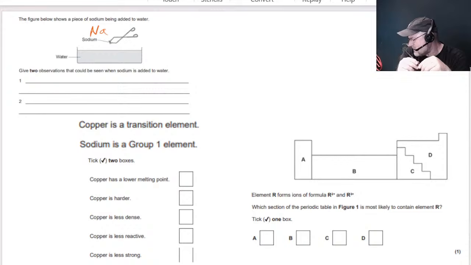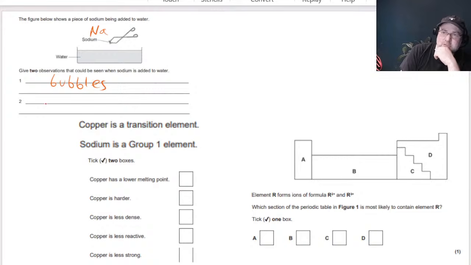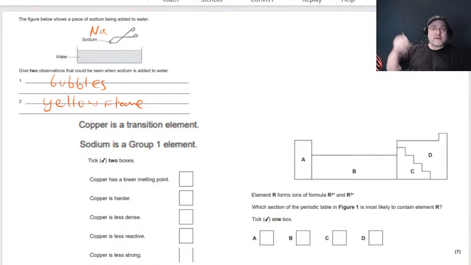Easy to lose 1 electron. Outer electron further away. Yep, flames, yellow flame, bubbles. We're going to see bubbles, people. You're all over it. Awesome. Bubbles, yellow flame, great. Moving around, floating on the water because it's low density. All of these will tell us fizzing. Fizzing and bubbles are the same thing. Yellow flame, heat.